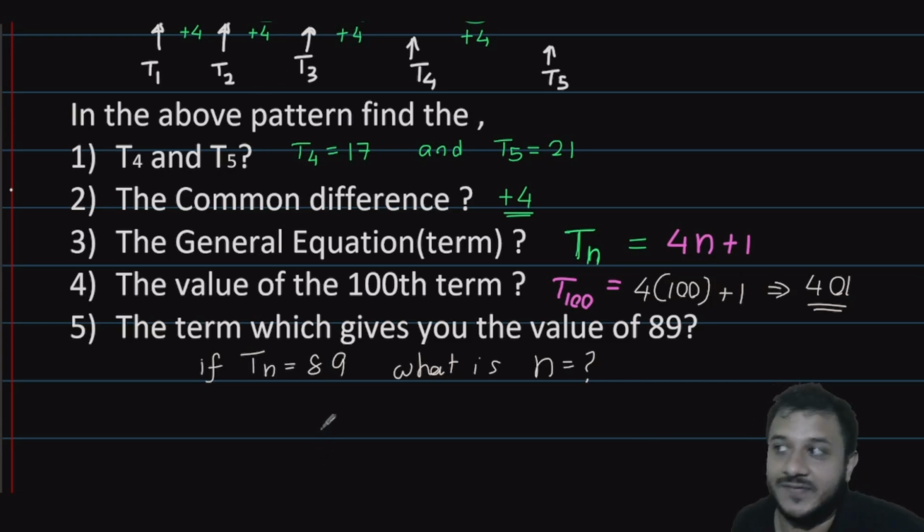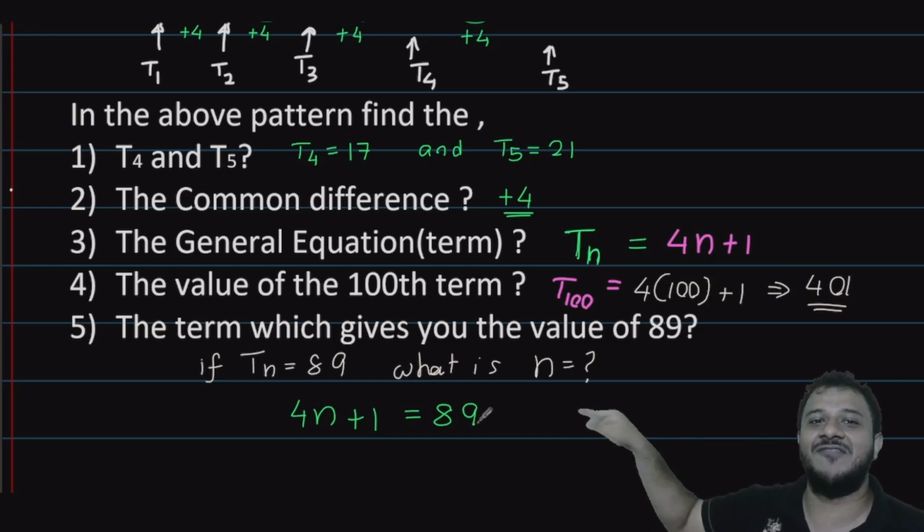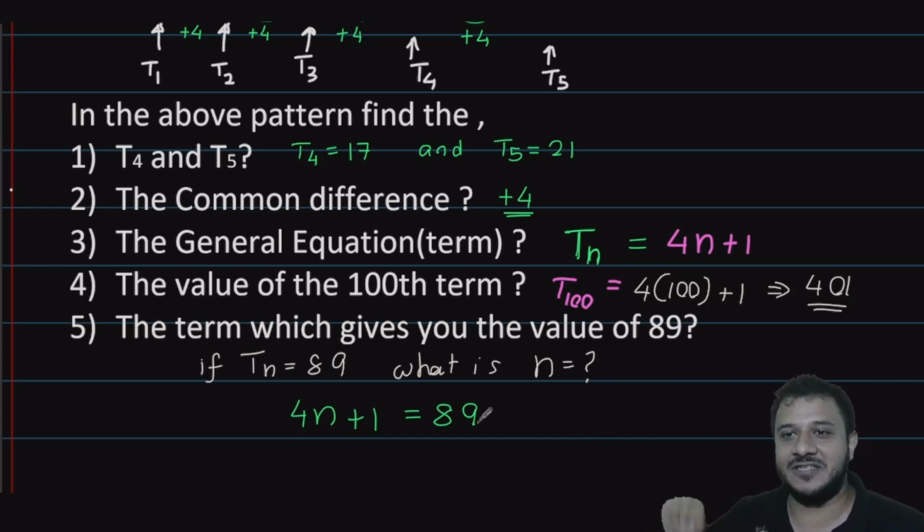So what we do is we write down the general term first. 4n plus 1, and they say that is equal to 89. Now it's time to use your grade 7 knowledge about algebra. Solve this and tell me what is the value of n. Quickly solve this.